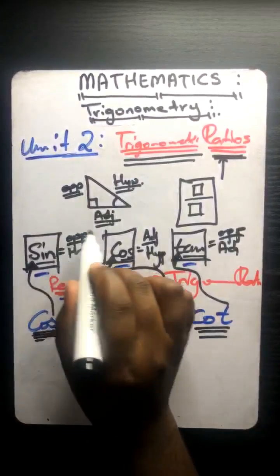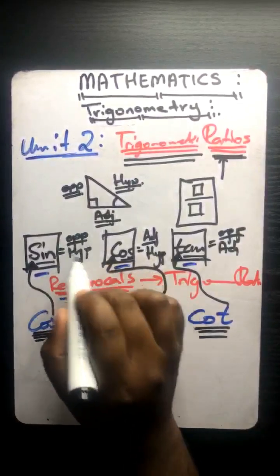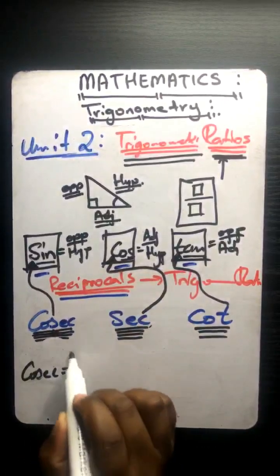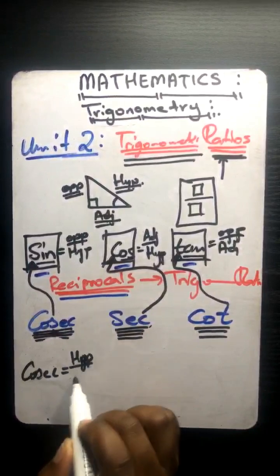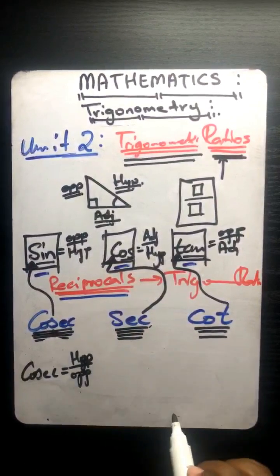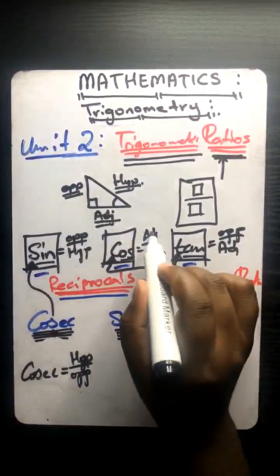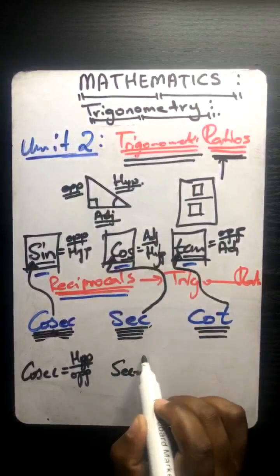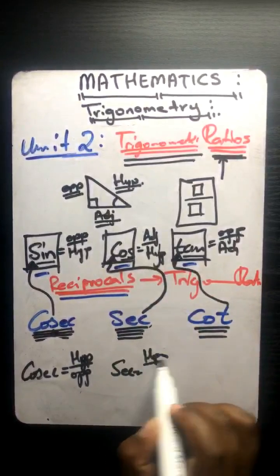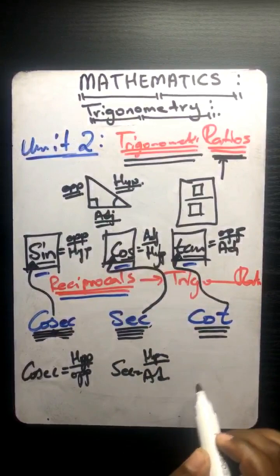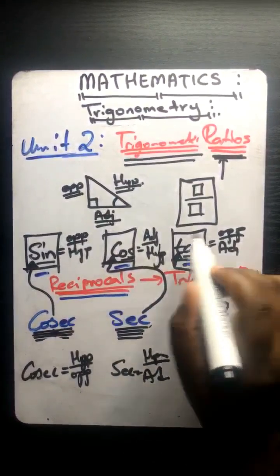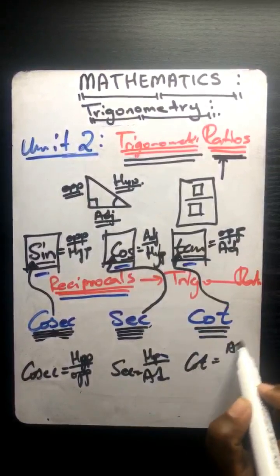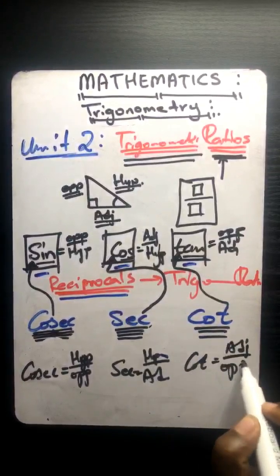For sine, opposite is at the top and hypotenuse at the bottom. That means for cosec, it's vice versa: hypotenuse at the top and opposite at the bottom. And then for sec, you swap those, so it's hypotenuse over adjacent. For cot, the cousin of tan, you swap those, so you have adjacent at the top and opposite at the bottom.